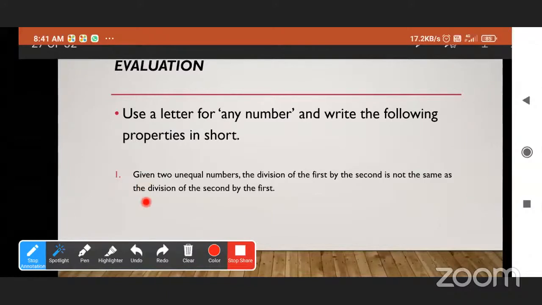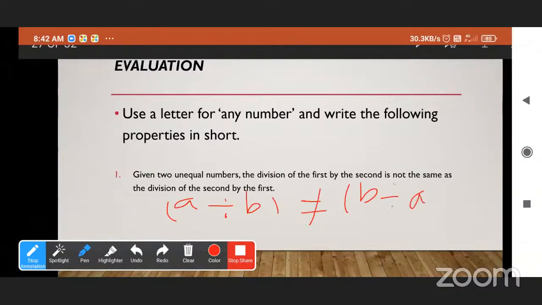Okay. Given two unequal numbers, the division of the first by the second is not the same as the division of the second by the first. Okay. So here for the numbers, we will write A and B. Now, if we write A divided by B, so these are unequal numbers. Okay. So this is not the same as B divided by A. This is the property given, and we have to write it in short.